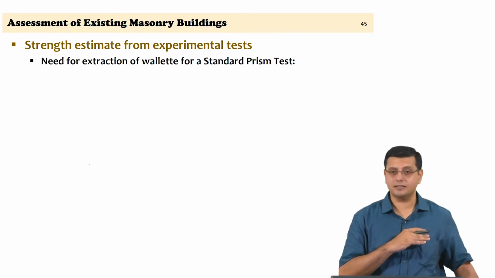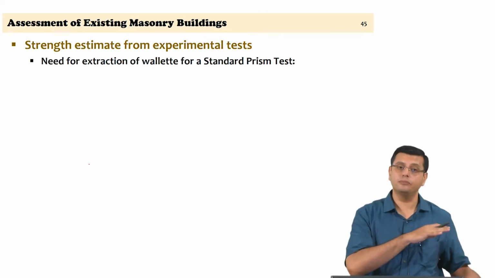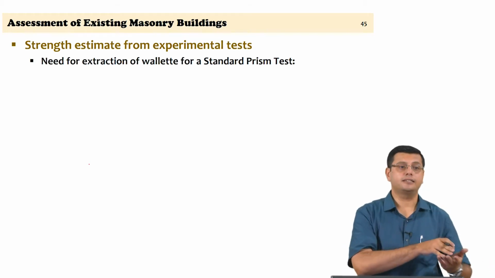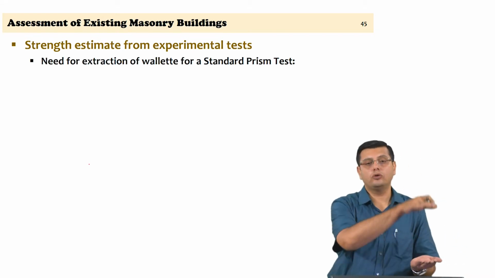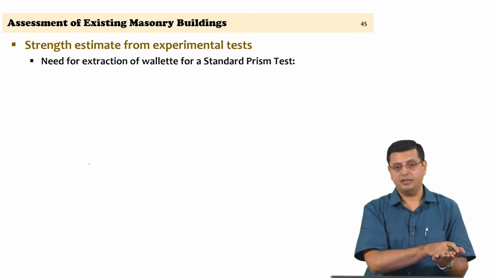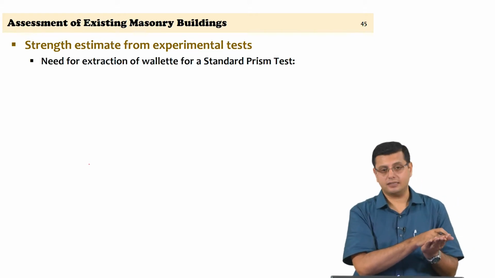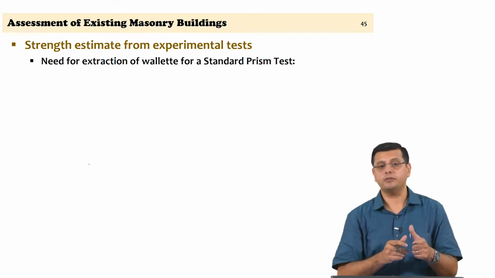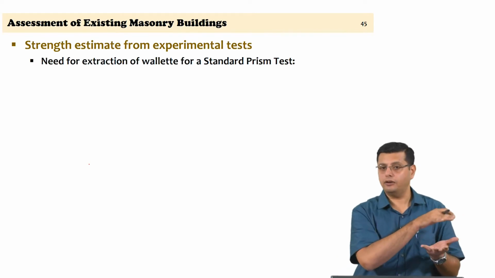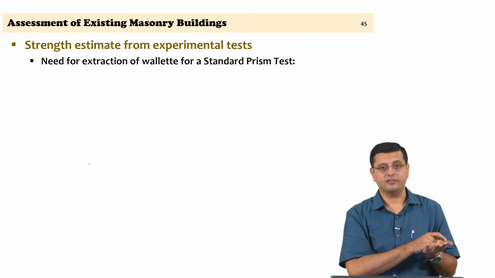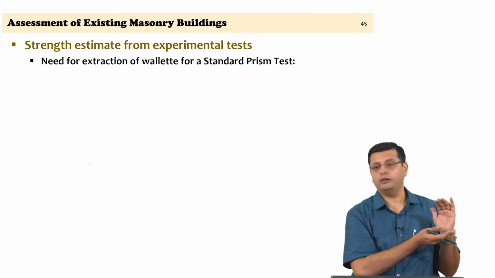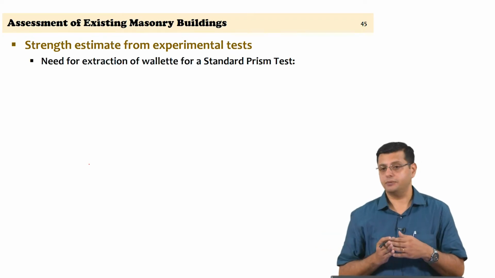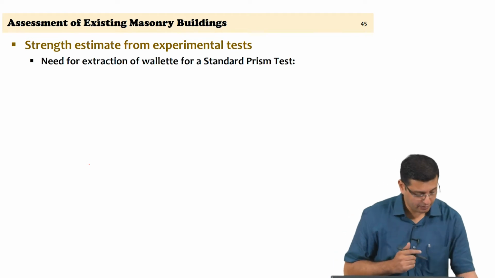Now, when you are working on an existing structure, does that mean extracting a standard prism from the structure? Second question, can you get a standard prism from the existing structure? A standard prism is made by stacking one brick over another and having about 5 or 6 bricks in one stack, right. But when you construct a structure, it depends on the bond that you adopt for the wall cross section. So, you are not going to get a stack of bricks from the structure itself. You will have to extract a wallet, a small wall from the structure to be able to conduct anything that is like a standard prism test to establish the compressive strength of masonry itself.